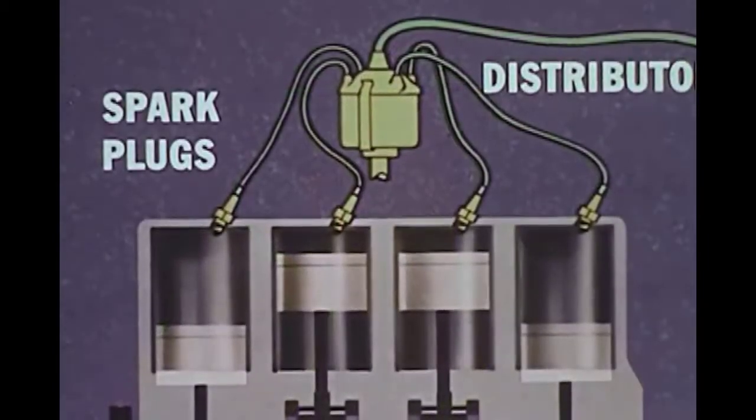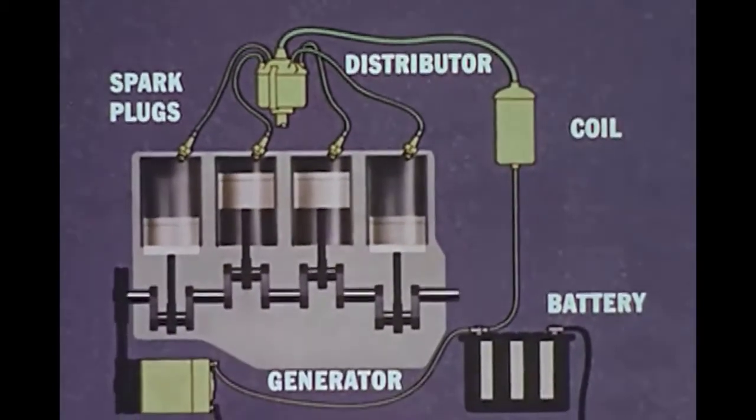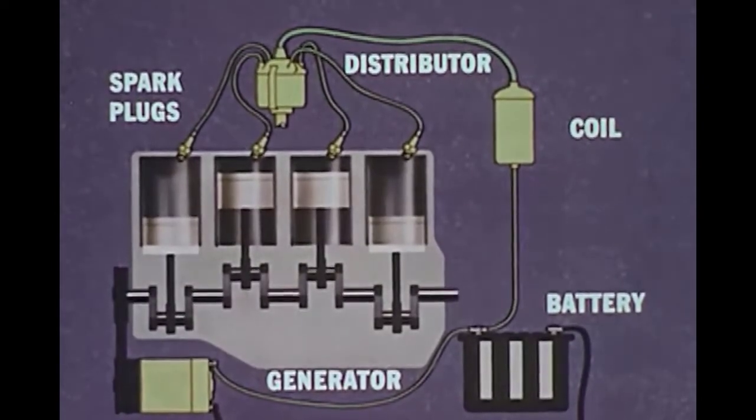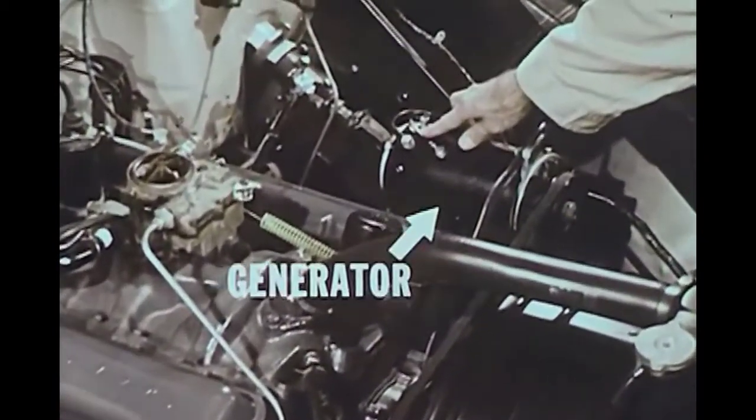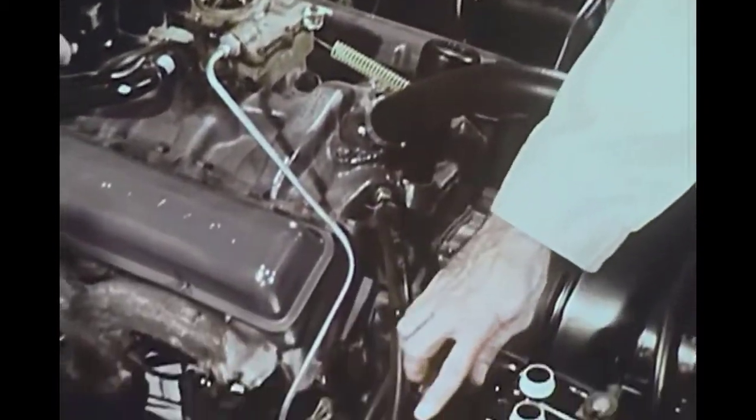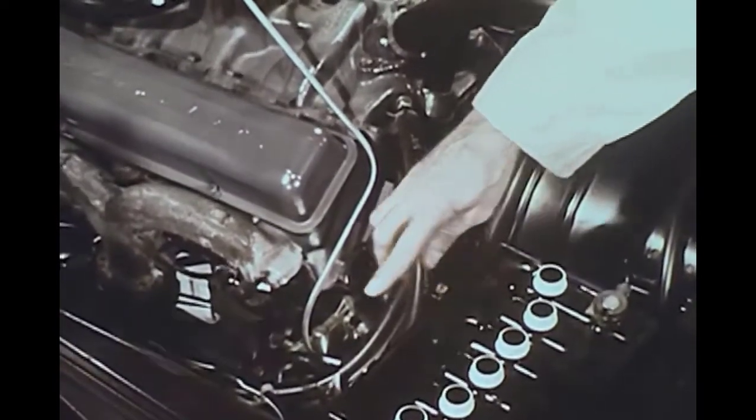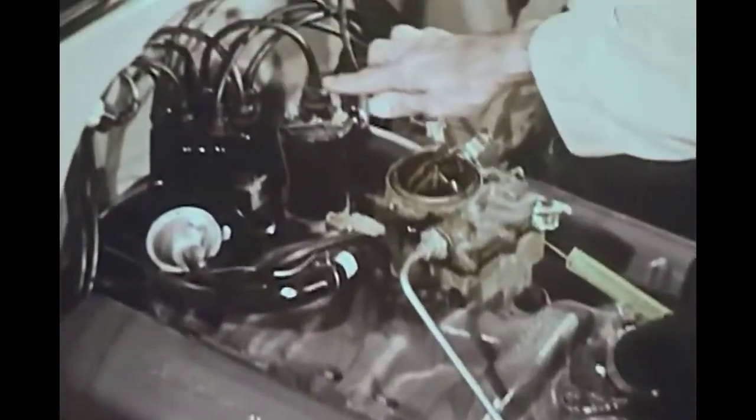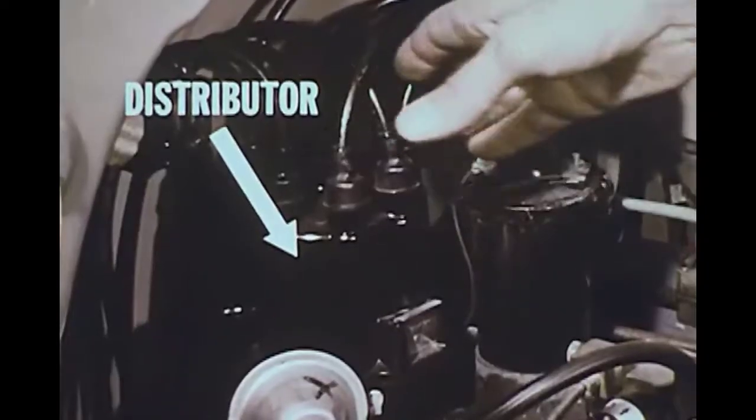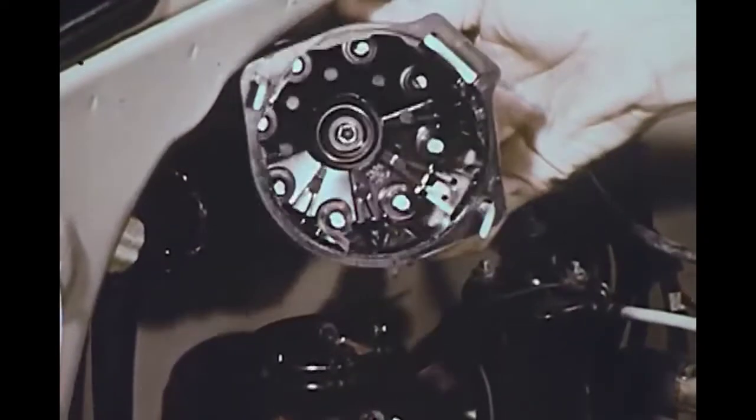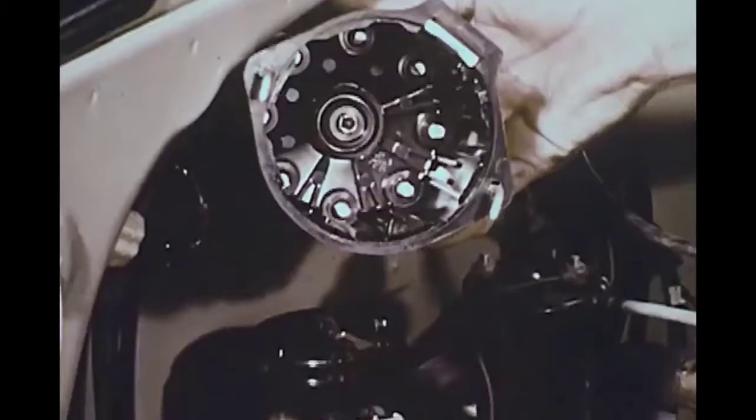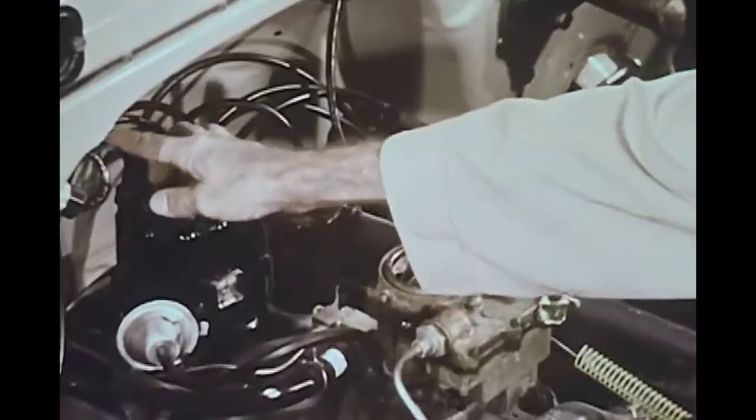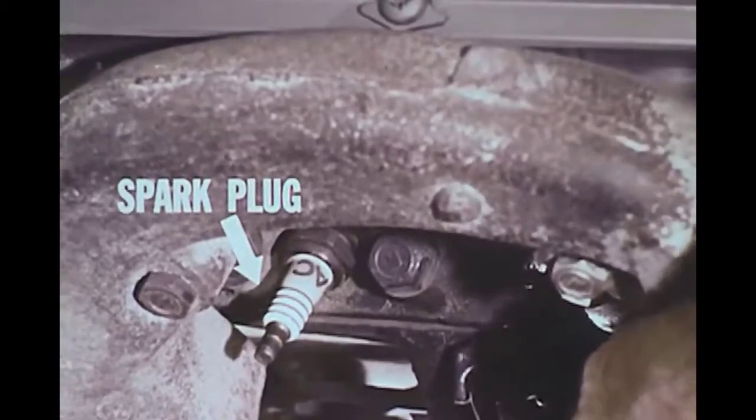Here again are the major parts of the engine's electrical system: the generator, the battery, the booster coil, distributor, and spark plugs. Now looking at an actual engine, here is the generator and the battery. Together at the rear of the engine are the coil, the distributor cap containing the contact swept by the rotor itself, and the points, which sometimes need adjustments. And finally, in the cylinder heads, the spark plugs.